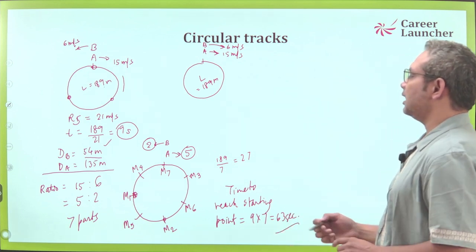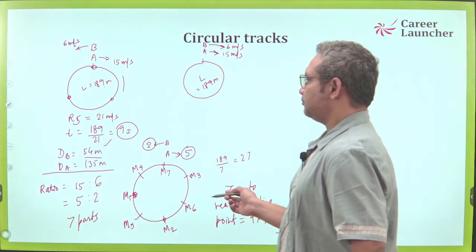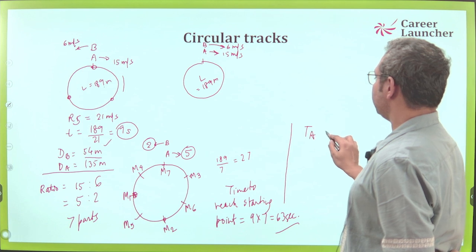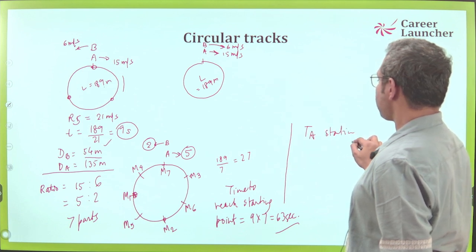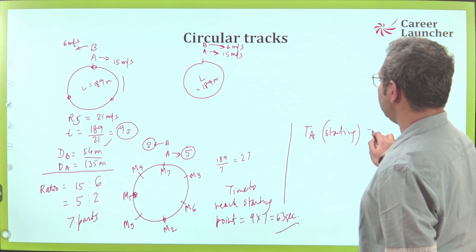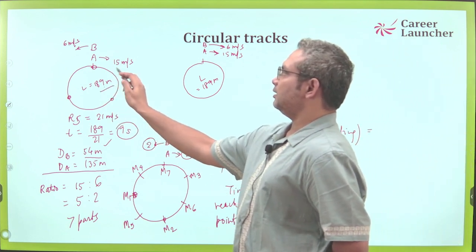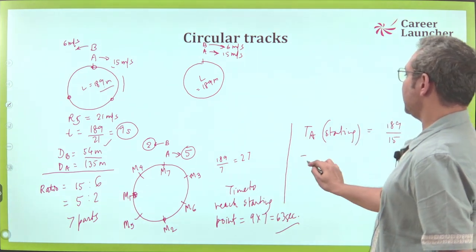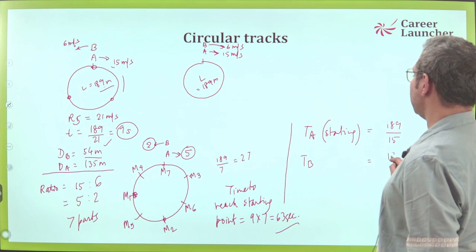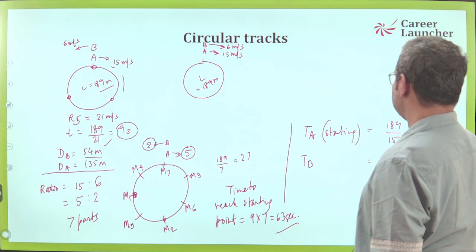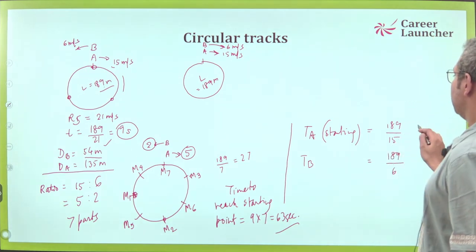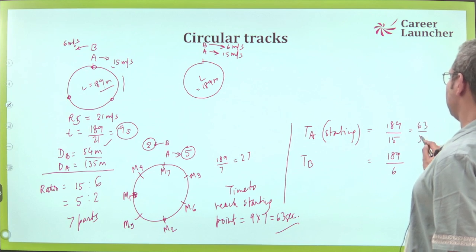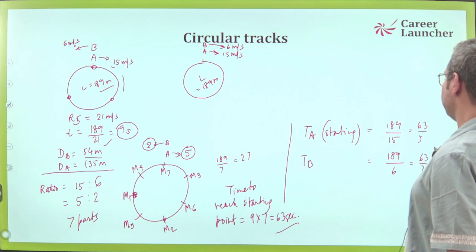Now this can be done in another way. How do we do this? What is the time taken for A to reach the starting point? For A to reach the starting point would be the length of the track, 189 by 15, and time taken by B to reach the starting point would be the same 189, but this time B's speed is 6. Okay. So if I cancel this, reduce this, this would be 63 over 5 and this would be 63 over 2 seconds.